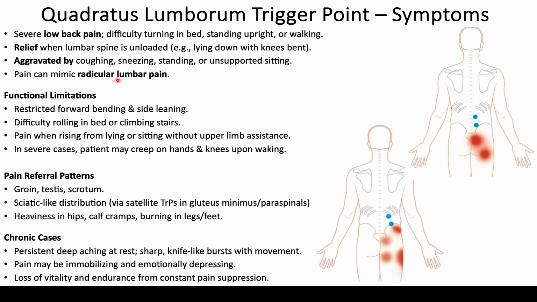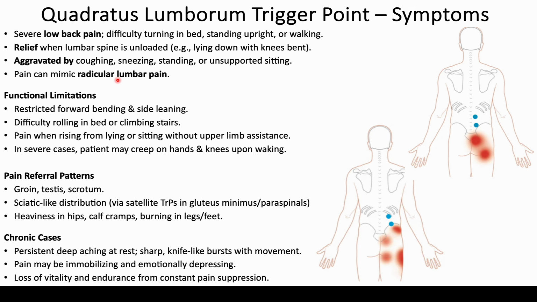Functional limitations: restricted forward bending and side leaning. Disc issue, right? You would think. Difficulty rolling in bed and climbing stairs, pain when raising from lying, and sitting without upper limb resistance. In severe cases, patients may even creep on hands and knees upon waking. So it's so severe that they can't even stand up.